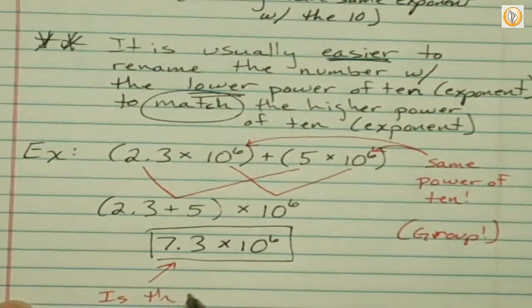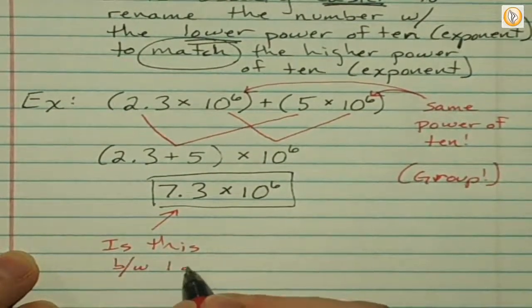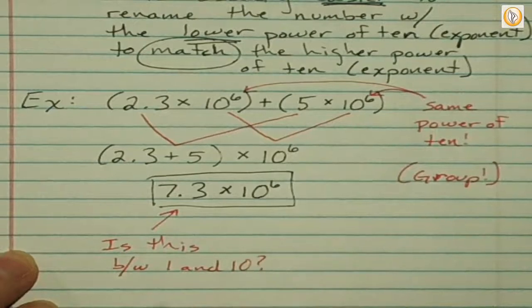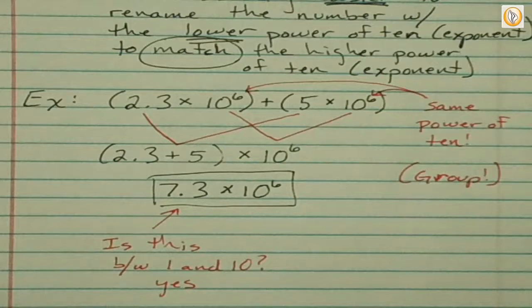And wait, is this between 1 and 10? Yes, it is. So then we can stop there. You always have to ask yourself. Now, if you notice in my notes, I write that all the time. It needs to be a habit. It's real easy to get there and say, thank you, sweet Jesus, I'm done with this, and then box it and call it good. Except you gotta make sure that it is between 1 and 10.